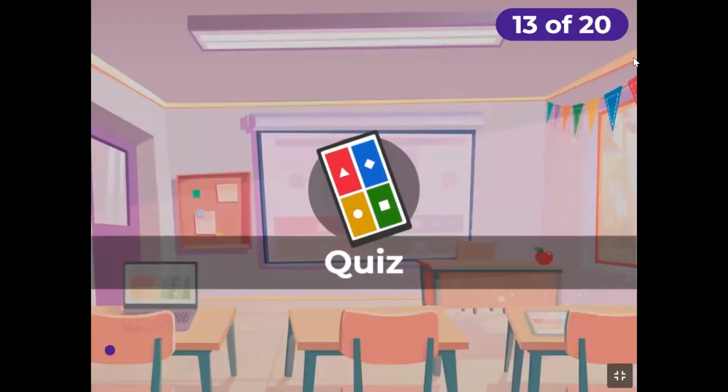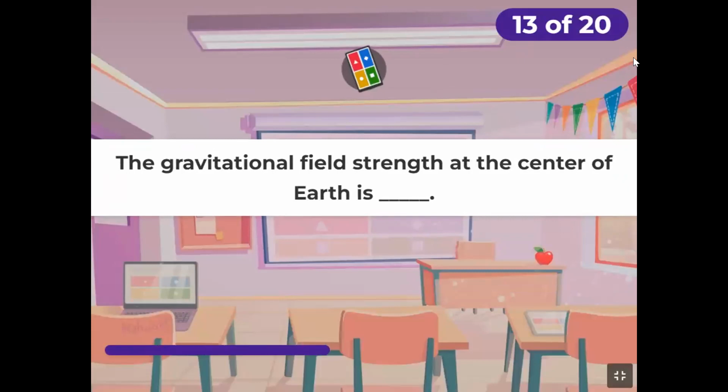All right, Matt moving up. Patrick still in the lead. Gravitational field strength at the center of the Earth.